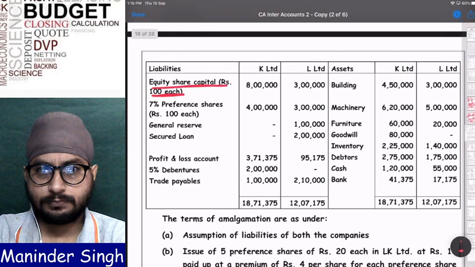Equity share capital of 100 each, 8 lakhs, 3 lakhs. Now is the voice audible? Clear?